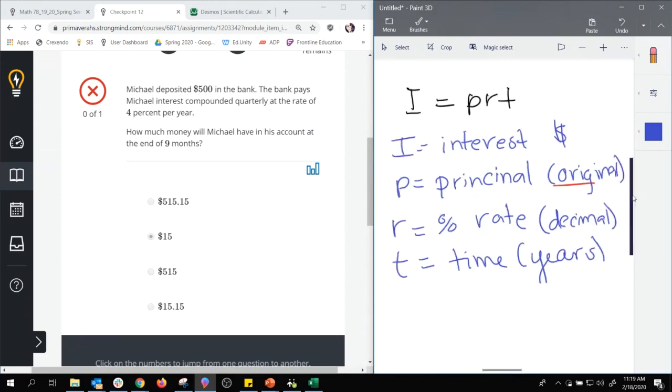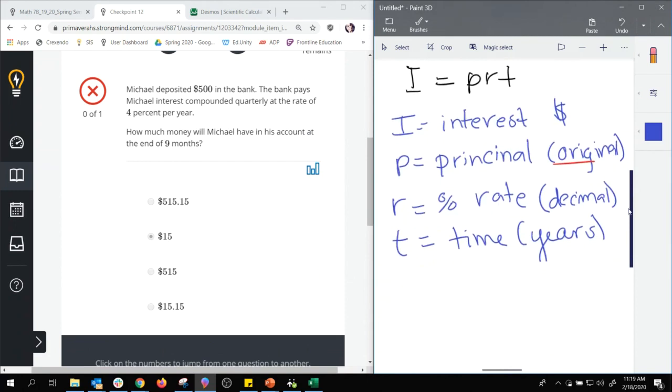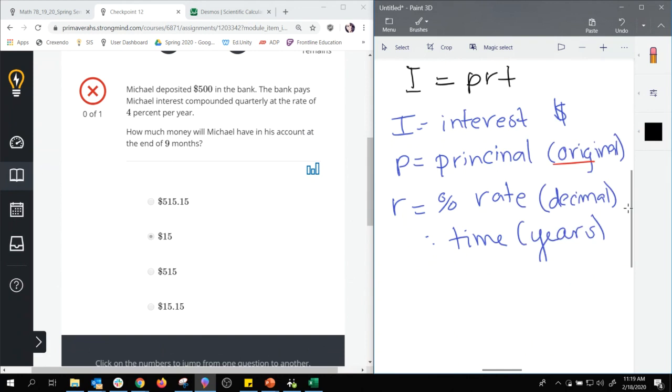All right, so again, we're going to use I = PRT. Michael deposited $500 in the bank, and he gets interest that's compounded quarterly at the rate of 4% per year. How much money will Michael have in his account at the end of 9 months? Well, again, we're going to use I = PRT, right? Let's see if we can substitute this straight into our equation.